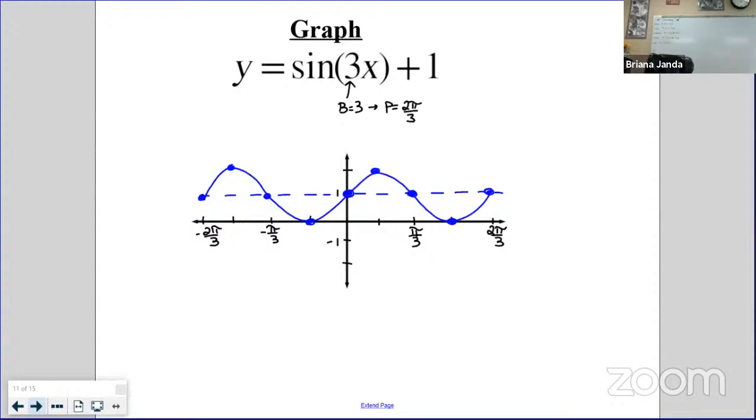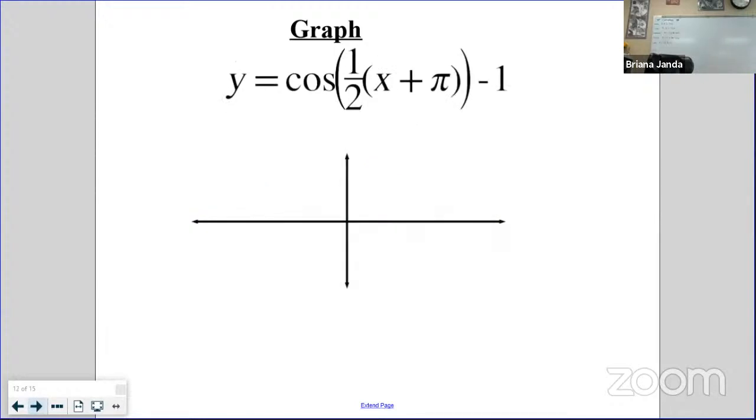Okay, you're ready for a complex one. This is about as complex as it's going to be. All I could add to this is like a reflection over the x-axis or an amplitude. And so, y equals cosine of 1/2 x plus pi minus 1.